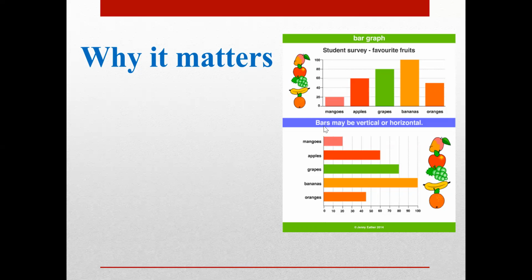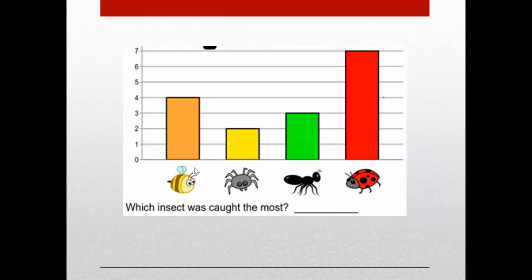Now, have a look at this. This is a very important point which says bars may be vertical or horizontal. So have a look. It could be like this or it could be like this. It is actually interpreting the same information.